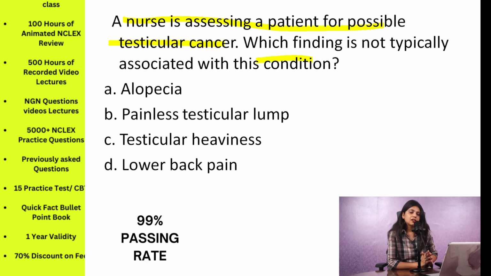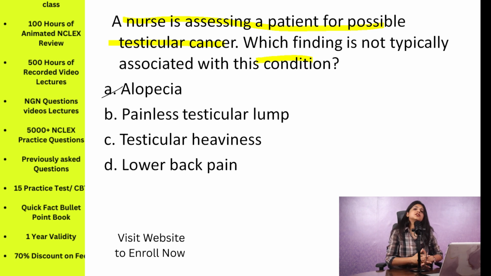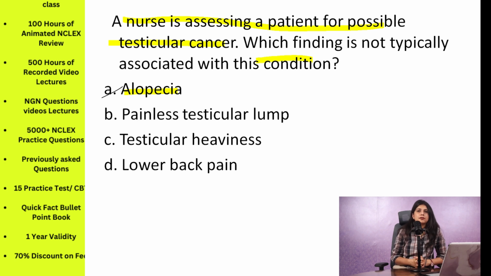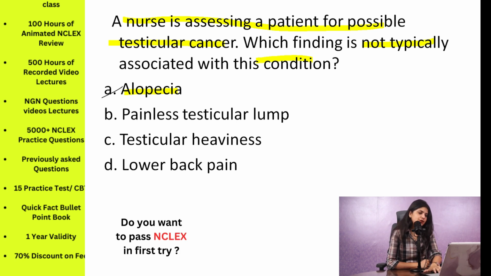Answer: A. Rationale. Alopecia, hair loss, is not a sign of testicular cancer, but may occur due to chemotherapy. Testicular cancer signs include a painless lump, heaviness in the scrotum, and lower back pain, which can indicate metastasis to retroperitoneal lymph nodes.